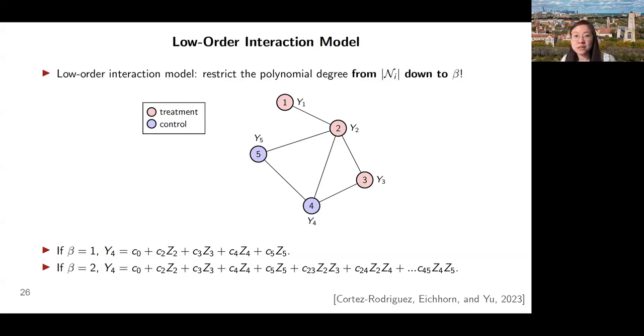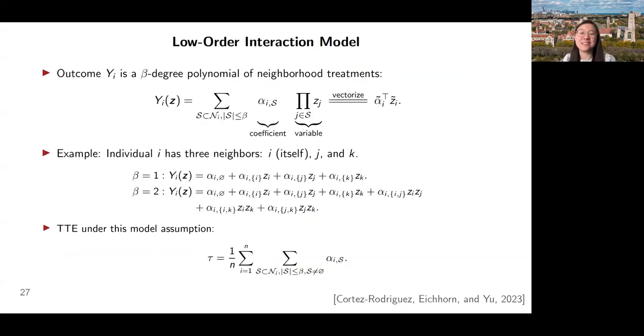If we assume beta is 1, then y4 is a linear function of the treatments z2, z3, z4, z5. If beta equals 2, then y4 has linear terms and also second order interactions of those z's. More formally, this low order interaction model says that the outcome Yi is a beta degree polynomial of neighborhood treatments, in particular, it can be written as a weighted sum of a bunch of products of the z's.